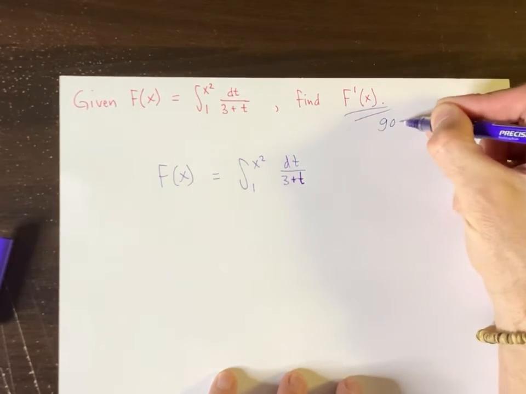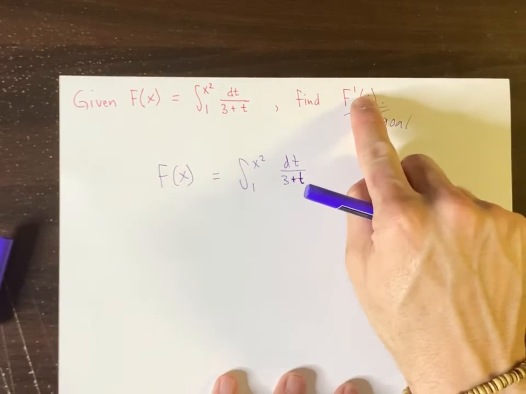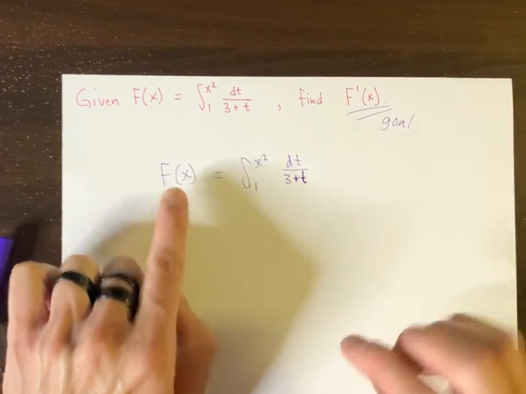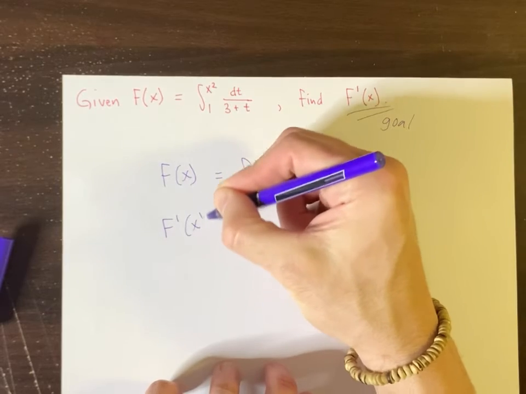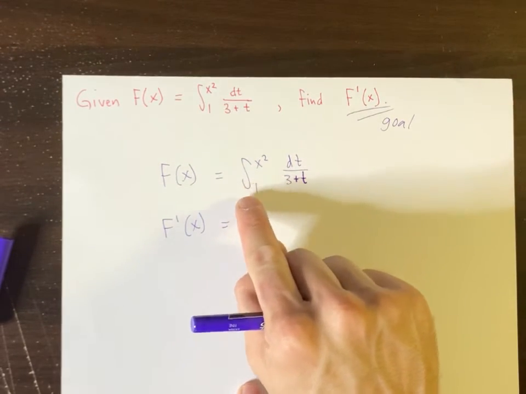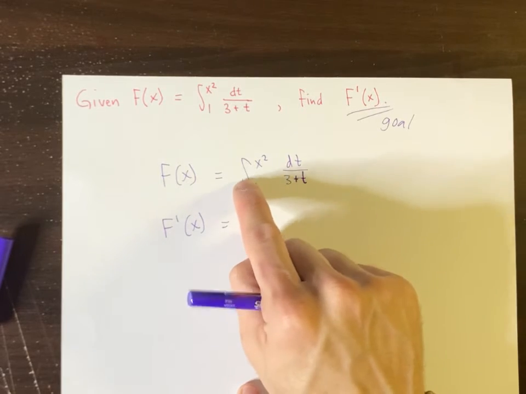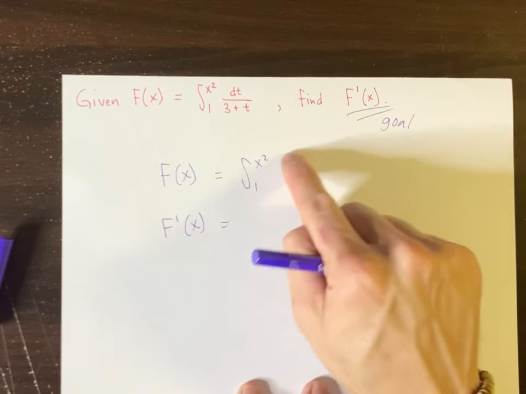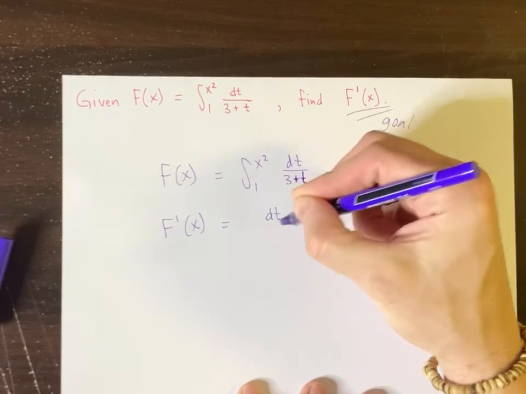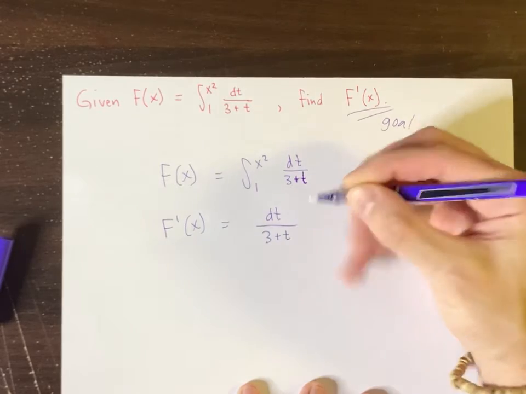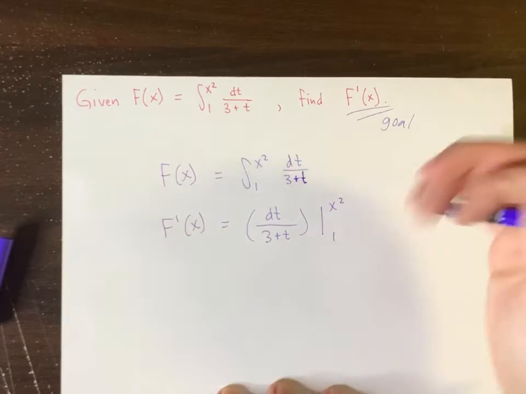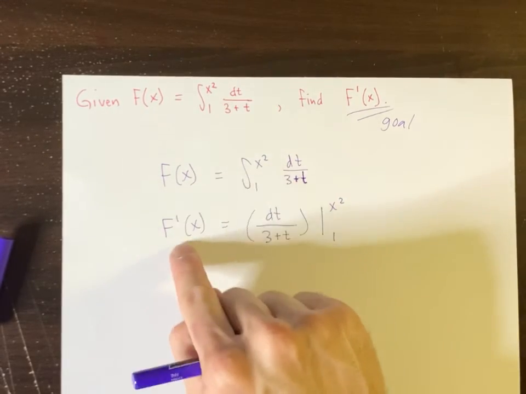That's the goal right there. So what we need is we have capital F, we just need the derivative. So we have to take the derivative of both sides. If I take the derivative of this, it literally becomes capital F prime of x. If I take the derivative of this, it's going to knock out the integral symbol. All that's left is this here along with the evaluation of these limits. So watch what I do. I'm going to go dt over 3 plus t, and this is going to be evaluated from 1 to x squared.